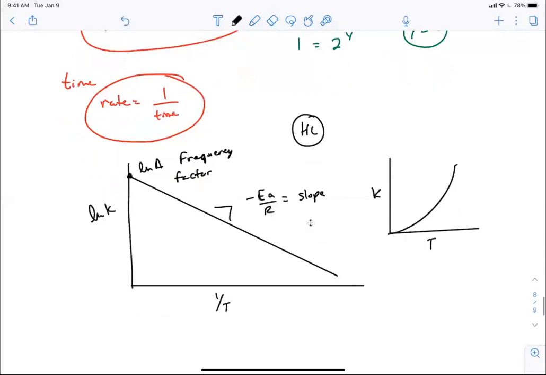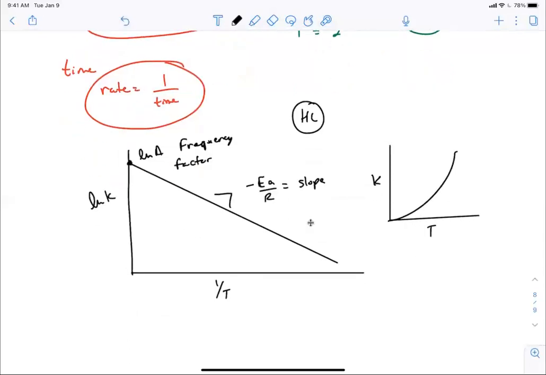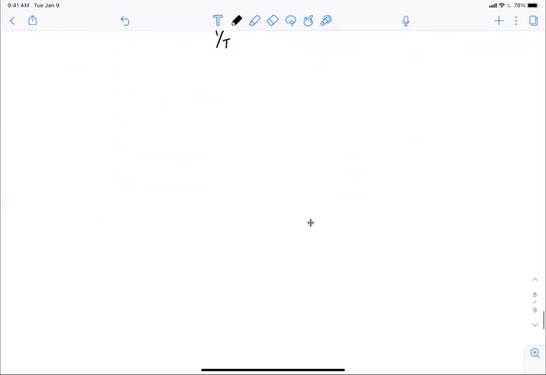Okay. Questions about that? Again, we're not going into the calculations today. This is all just analyzing and looking at graphs, getting information from them.